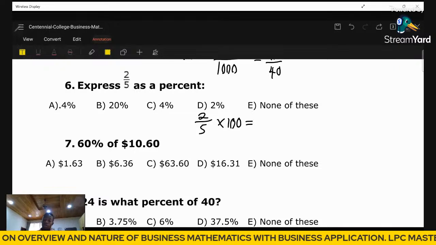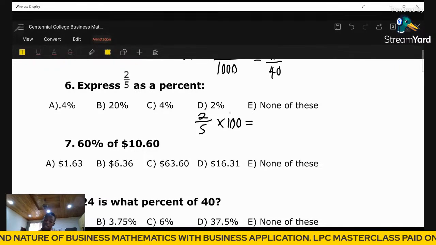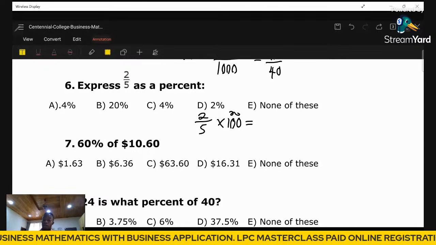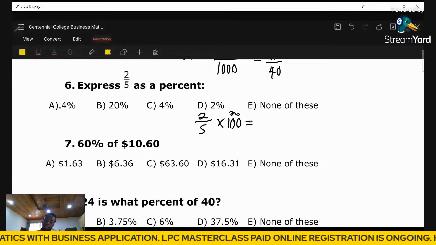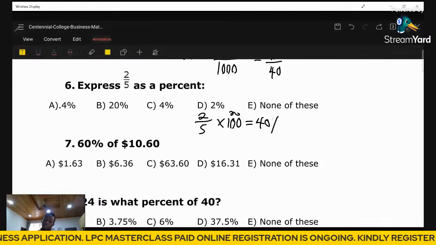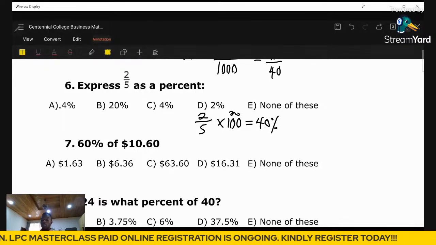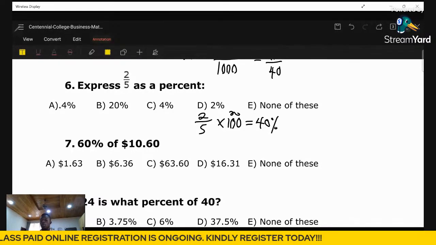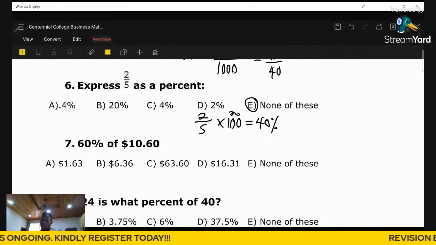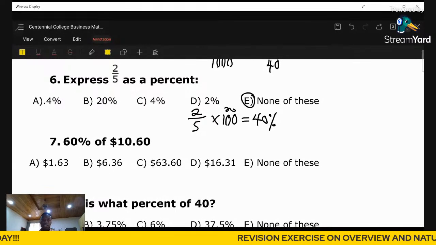5 can go into 100 how many times? 20, right? So 2 multiplying 20, what are we getting? We are getting 40%. And then we are good to go. Do you see any 40% here? No. So meaning that you can go for none of these. And that's going to be option E, none of these.